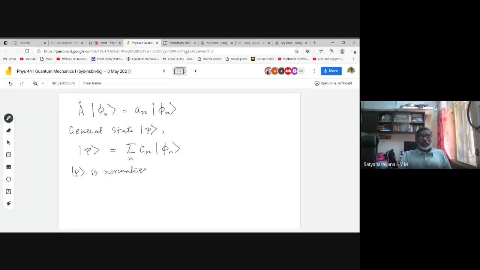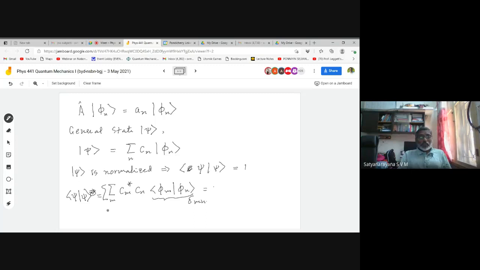That implies this. So this psi and psi inner product should be equal to 1. And that implies I have some sum over m, Cm star Cn, times the inner product of phi m with phi n, has to be equal to... So this is basically psi. So psi is equal to this, but this is orthonormal, and hence this one is delta mn.